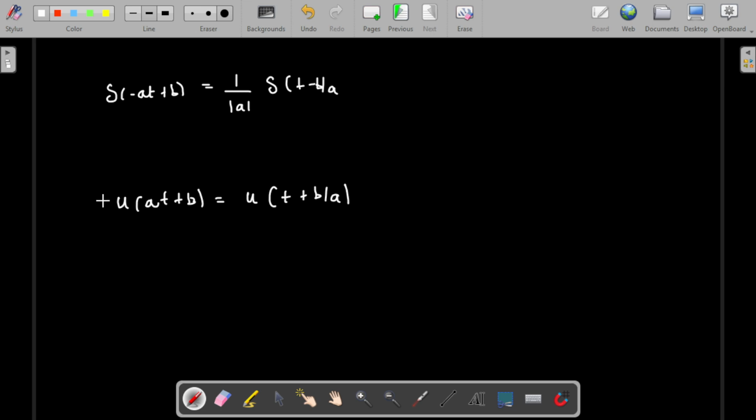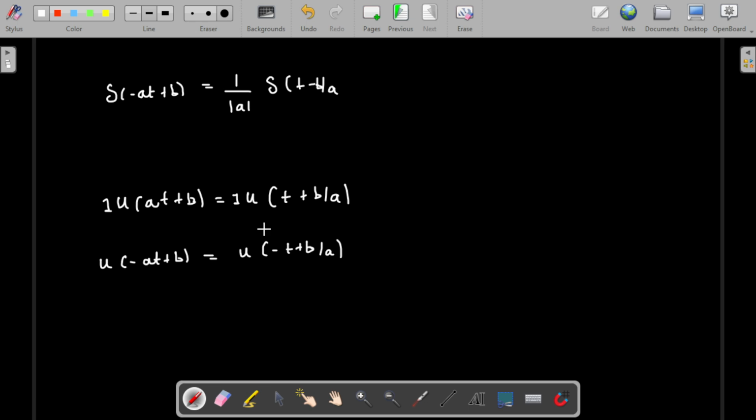If it is not shifted by any value, if it is 1 here, then it will also be 1 here. The a, if we take it outside, will vanish, so we need not consider the 1 there. Similarly, if u of minus at plus b comes here, then the output will look like u of minus t plus b by a. So here we need not take the negative sign outside, and we need not take the modulus of the constant term before t in the step signal. That is not needed here, so you can skip those parts.